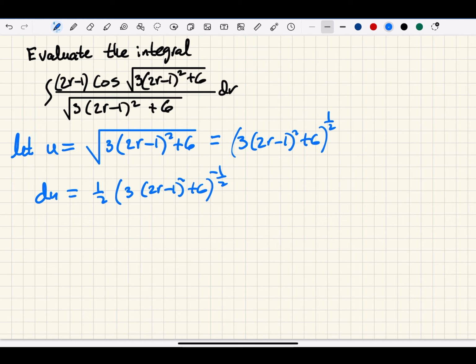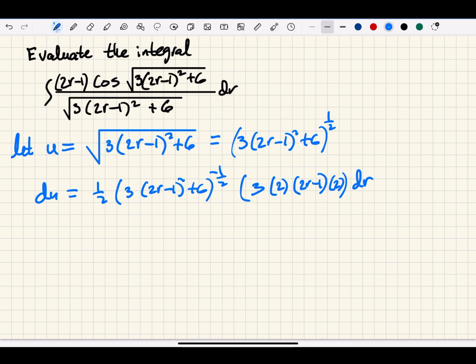Now we've done the derivative of the outside function. Now we'll do the derivative of the inside function. So that will be 3, our constant out front, times 2, the exponent that we bring down, and then (2r - 1), which will be raised to the first power now. The derivative of 6 is 0. But now we have to multiply by the derivative of the inside here, which would be 2 times dr.